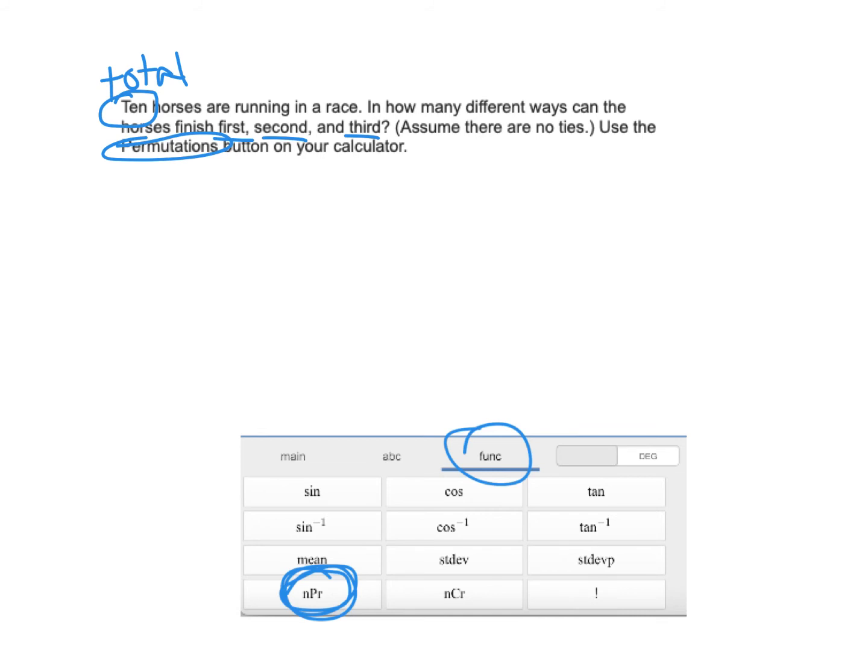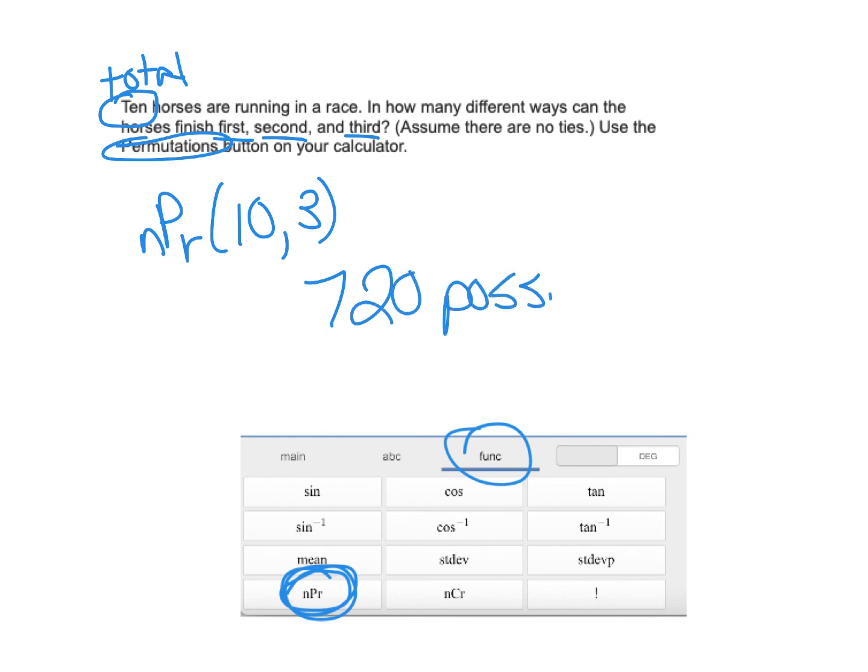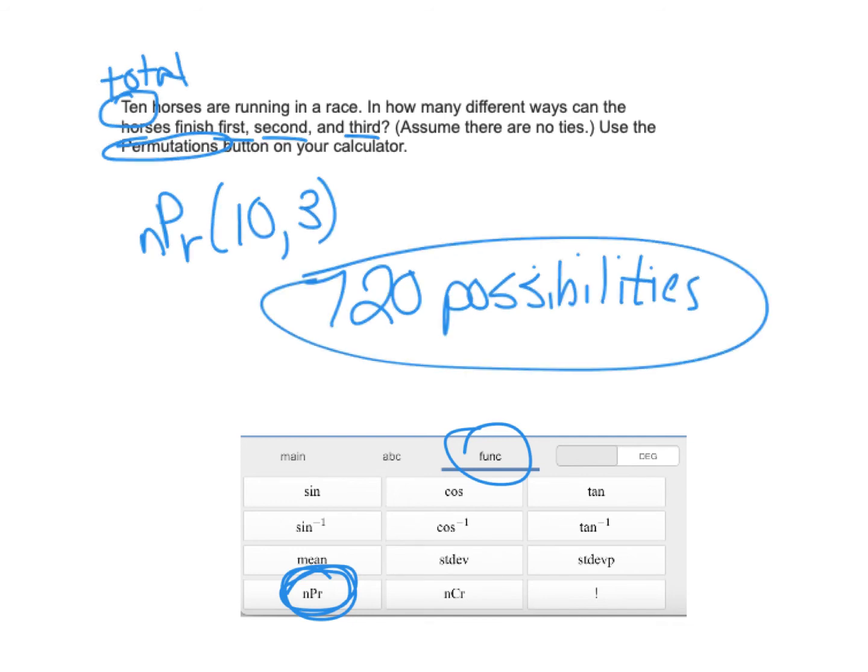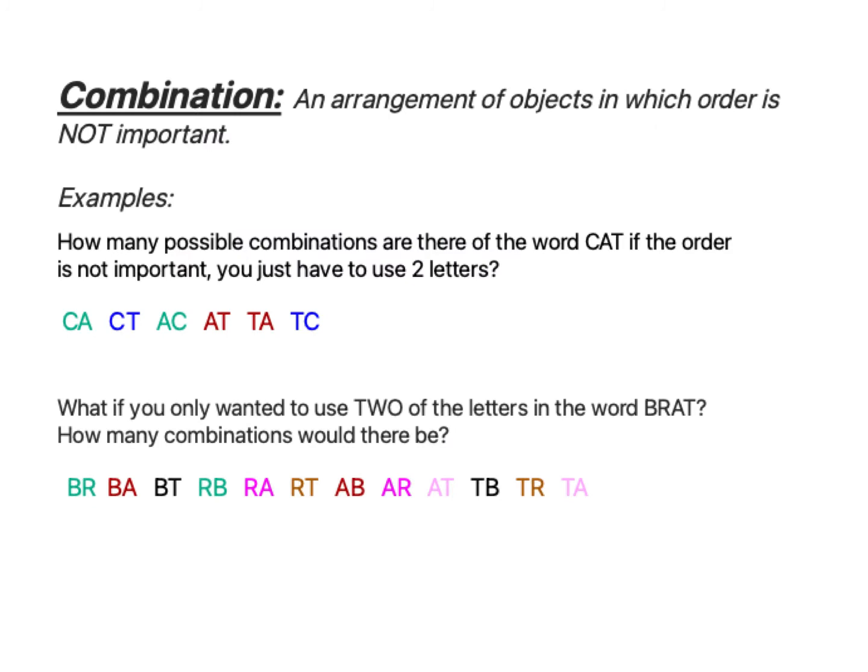So when you click that on your calculator, you're going to have nPr and those parentheses. Again, in the parentheses, we have 10. We are choosing 3. We're choosing first place, second place, third place. And when we put that in there, it tells us there are 720 possible ways that that could happen with people placing first, second, and third. Okay, so the other one, we did permutations.